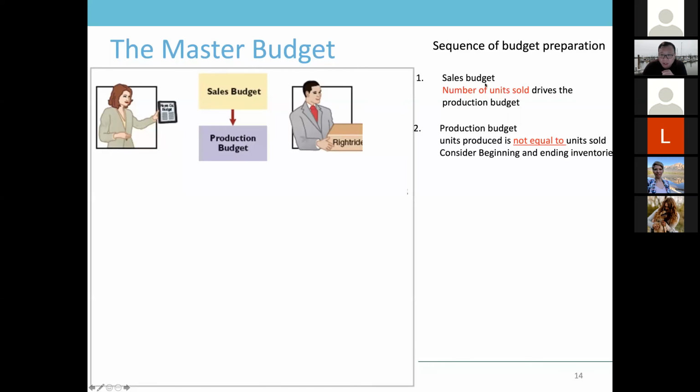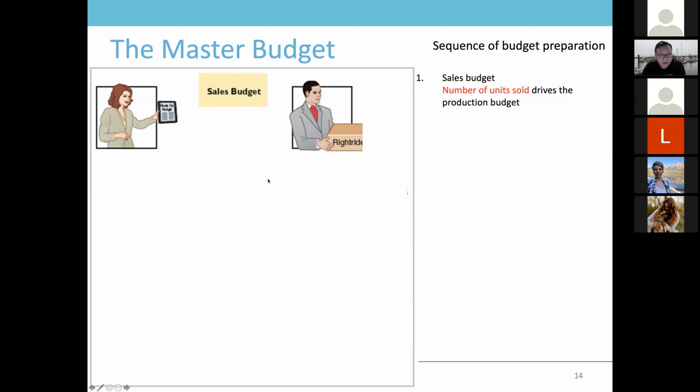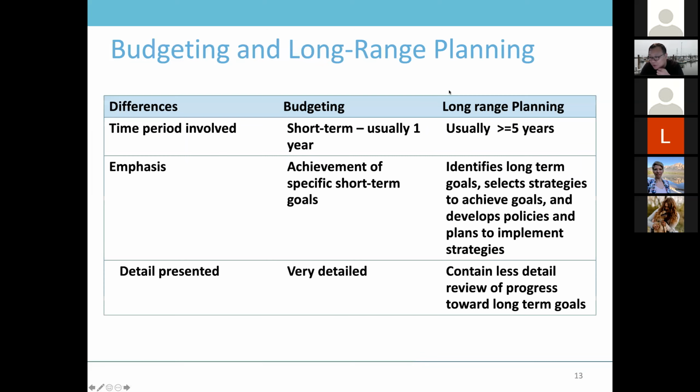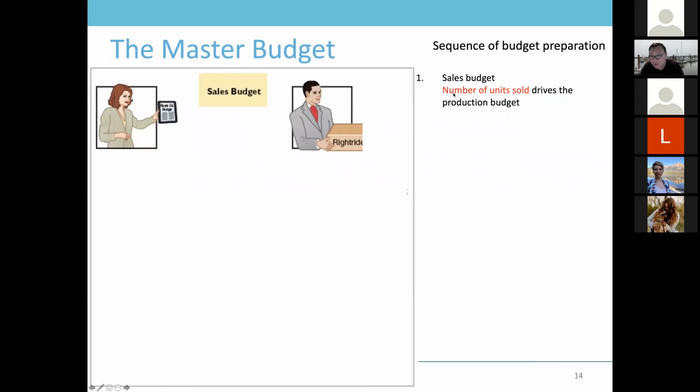So let's see this master budget. Okay, master budget. You all start from the sales budget, okay? This budget is driven by the number of units sold. So when you prepare your sales budget, the most important thing is you have to estimate how many units you are going to sell during that budget period, okay? That's the key information driving this budget.